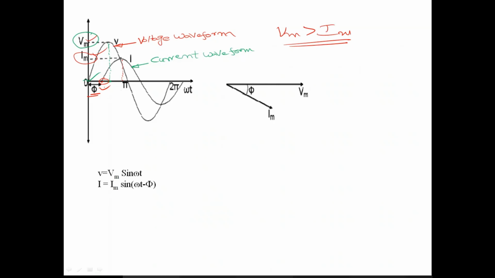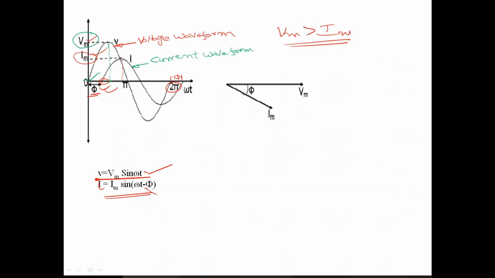But the voltage waveform completes one cycle in 2 pi radians, and the current waveform also completes one cycle in 2 pi radians. This gap is also phi. So it starts with a distance of phi and ends with a distance of phi. Therefore, both have the same frequency, and they can be represented in trigonometric expressions like this. Since the voltage waveform starts at 0, the voltage expression is v equal to Vm sin omega t, and the current expression i is Im sin (omega t minus phi).